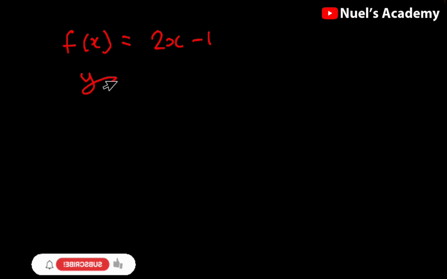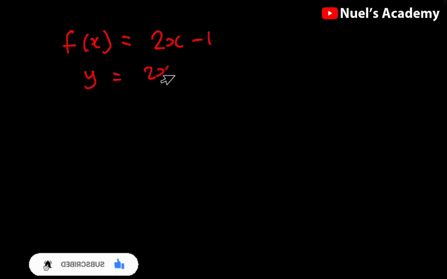We have f of x is equal to 2x minus 1. Then to find the inverse of this function, we replace f of x with y, so we have y equal to 2x minus 1. Then let's solve for x. So we take this negative 1 to the left hand side, it will be positive. We have y plus 1, and this is equal to 2x.